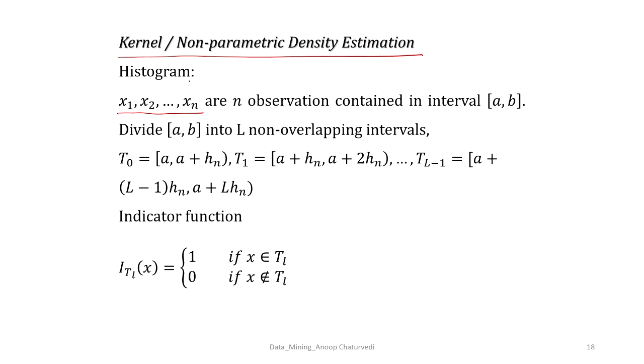How do we make the histogram? Suppose all these observations are contained in the closed interval a to b. Then for making the histogram, we divide the interval a b. a is the minimum possible value and b is the upper limit or maximum possible value of x 1, x 2, x n. So, we divide this interval into L non-overlapping intervals. Say t naught is equal to a to a plus h n, t 1 is a plus h n to a plus 2 h n, and so on. T L minus 1 is a plus L minus 1 h n to a plus L h n. Then we define an indicator function, say I T L x, which takes value 1 if x belongs to the interval T L, and it takes value 0 if x does not belong to T L.